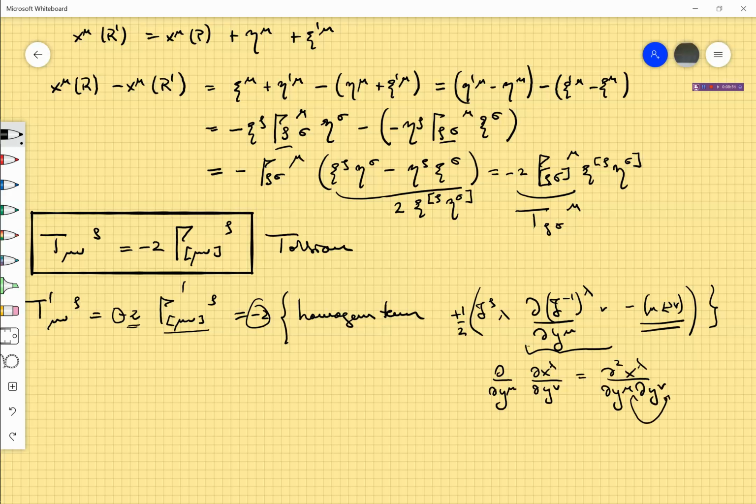But since second partial derivatives commute, this term would cancel with the analogous term here. This comes multiplied with J rho lambda, but really doesn't do anything at all. The antisymmetrization only concerns these two terms, and this is an overall factor. So this inhomogeneous term vanishes in this particular case. Only the homogeneous term survives, and the torsion tensor is a tensor.